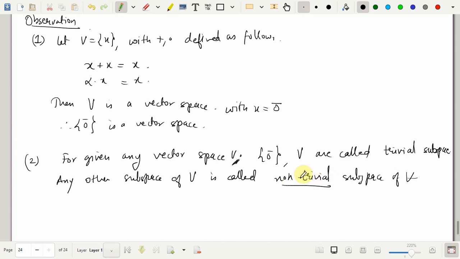So with this I end this video. In the next session we will talk about how to generate the smallest subspace containing some particular vector. Thank you.